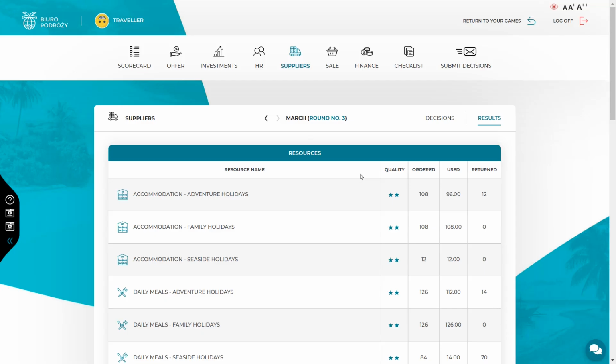In the game other than travel agency, there is a resource storage available. For more details, see the simulation guide. There are two things worth paying attention to in the first table. Firstly, resources that have some returns.